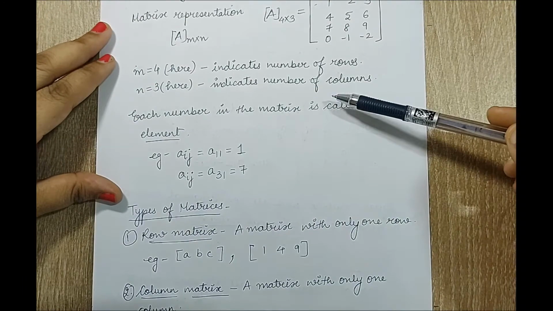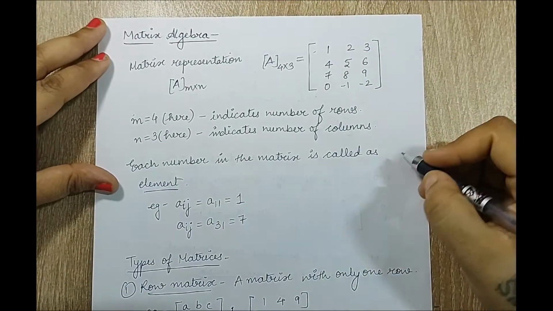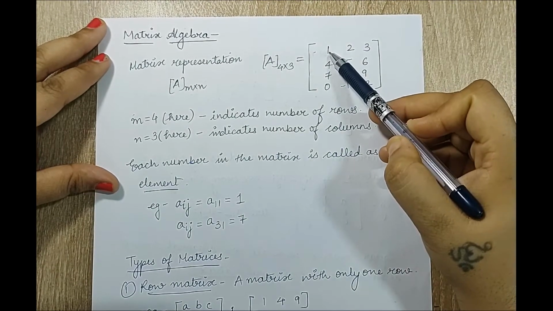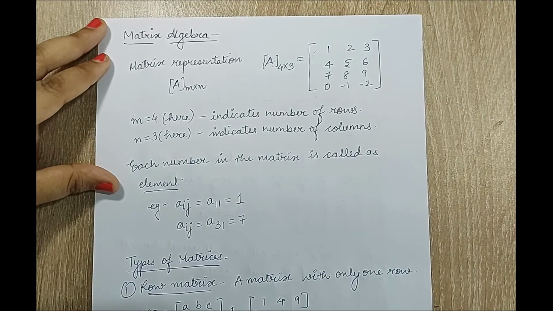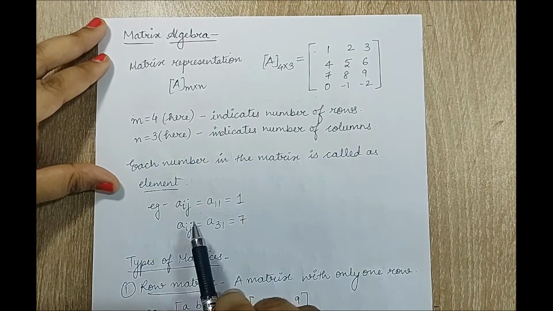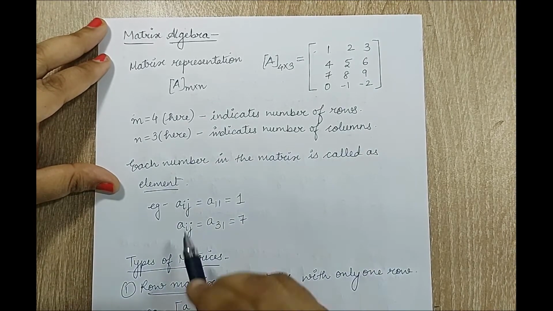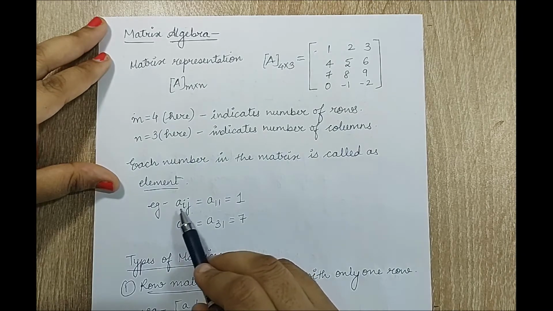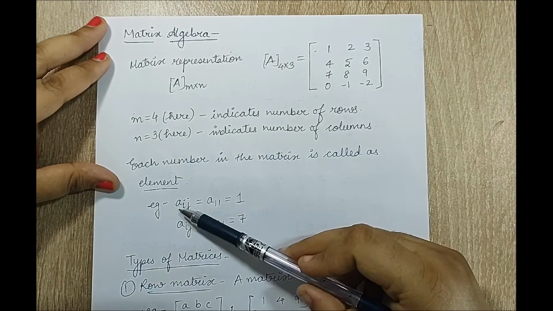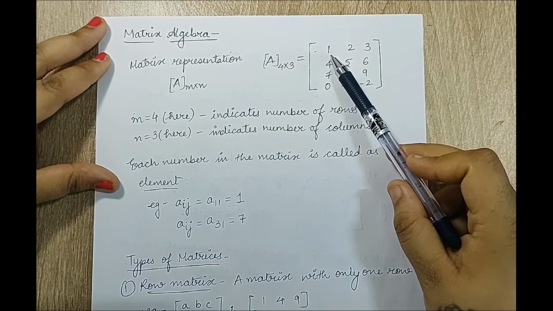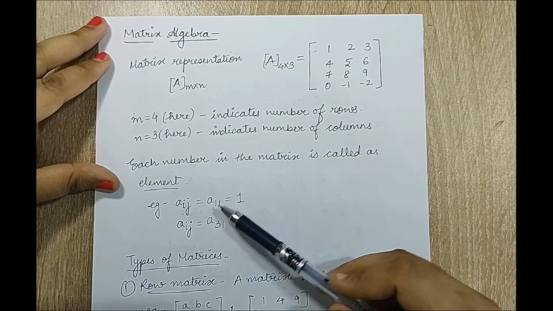Each number in the matrix is called an element. If you look at this matrix, each number in the matrix is called an element. If you observe here, 1 is an element, 2 is an element. Likewise, all the numbers written over here are called elements. Example, Aij. Now this is something very different and important. i and j indicate the row number and the column number respectively for a particular element. So the small a is 1, suppose it is in the first row and the first column, hence A11 is equal to 1.